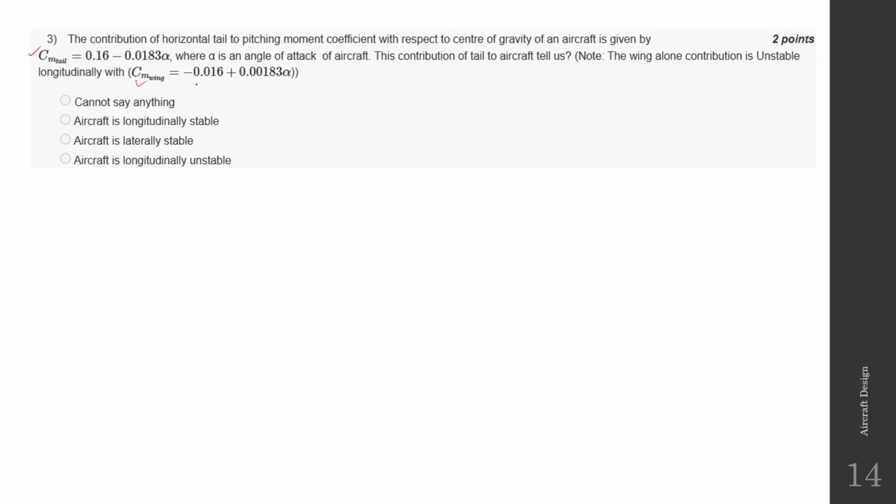So over here you can see that the wing contribution is unstable. You can see that Cm naught is negative. Let me again draw the graph. So Cm naught should be greater than 0, and dCm by d alpha should be less than 0, right? So if I write the wing contribution, this is 0.016, 0.00183 alpha.